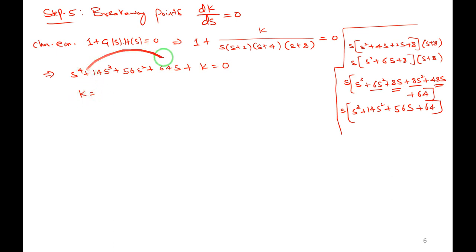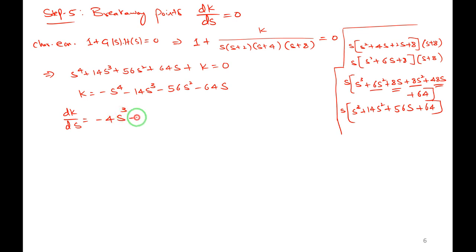So k is equal to, move all the s terms that side: minus s power 4 minus 14s cube minus 56s square minus 64s. Is it fine? Okay, fine. All the s terms we have moved this side. Then take the derivative of k with respect to s and equate it to 0, dk by ds equal to 0. So n x to the power of n minus 1, s cube I will get. Next, 14 into 3, how much? 14 into 3 is 42.